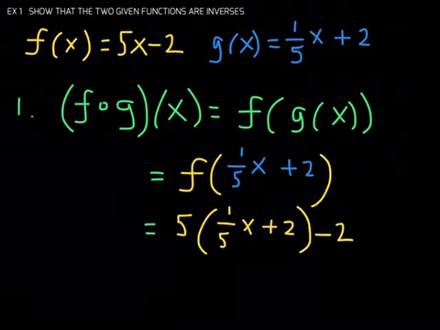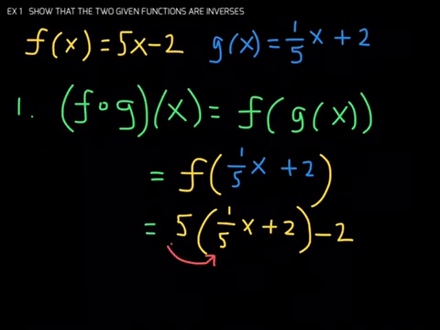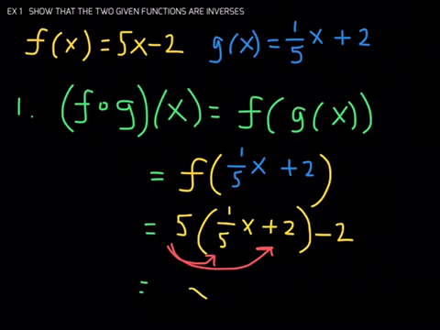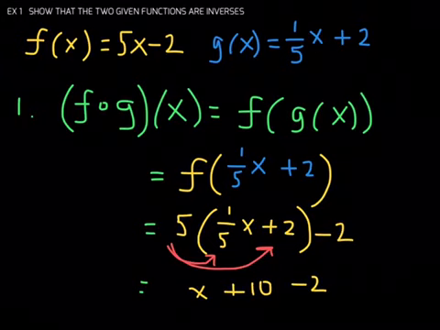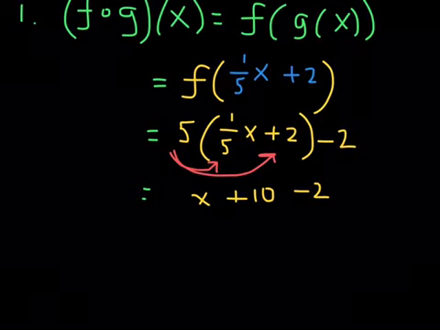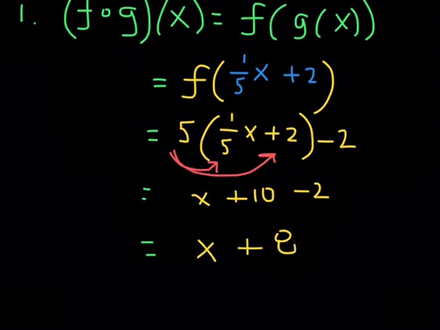All right, let's see what this turns out to be. We're going to have to distribute this 5 times this and 5 times that. 5 times 1/5 is just 1, so this is just 1x. 5 times 2 is 10. And don't forget about the minus 2, all right? So then this turns out to be equal to x plus 8, which is not x like we said in the beginning it had to be.